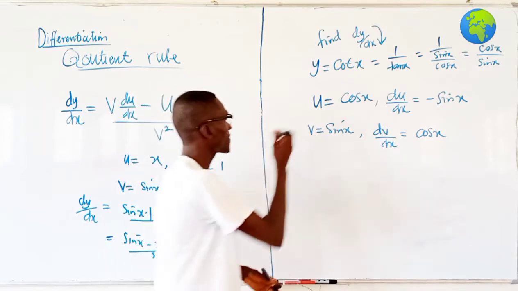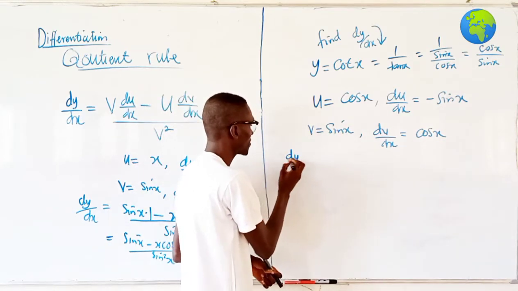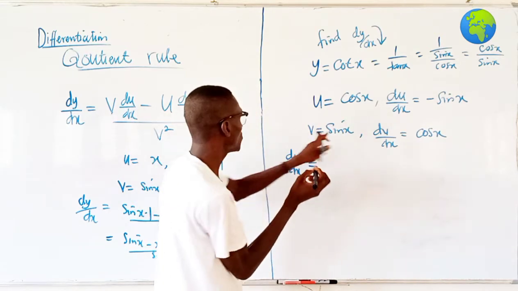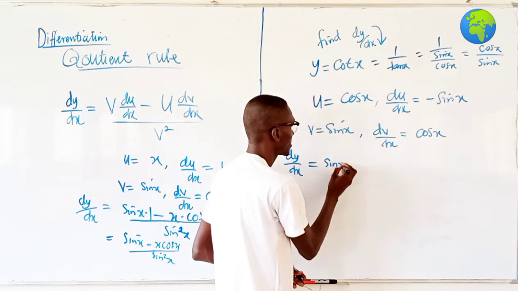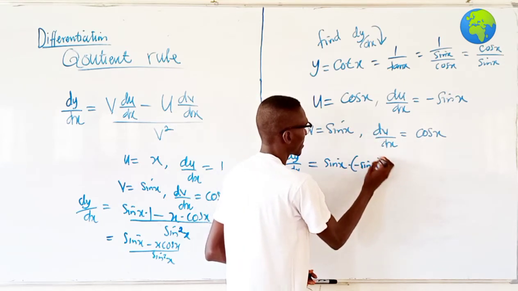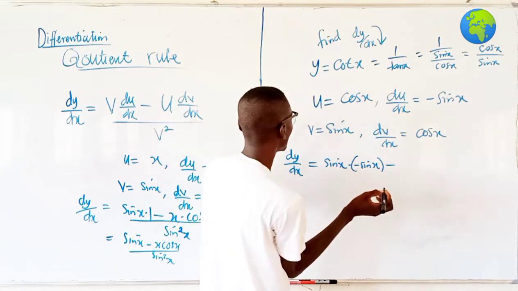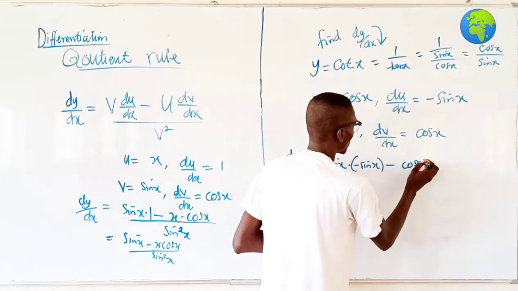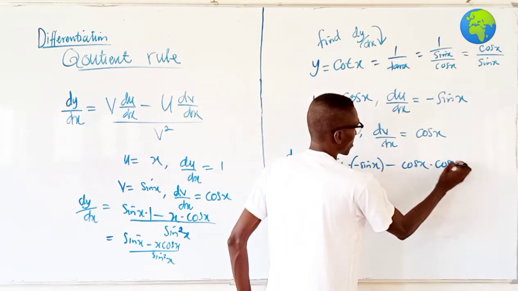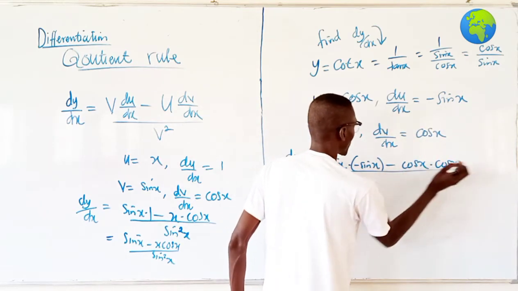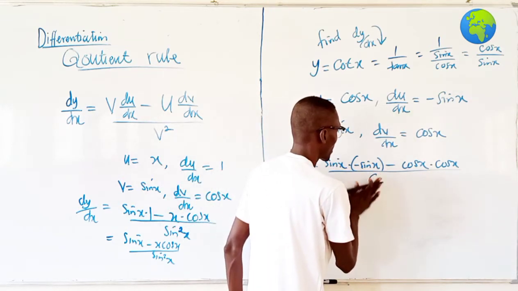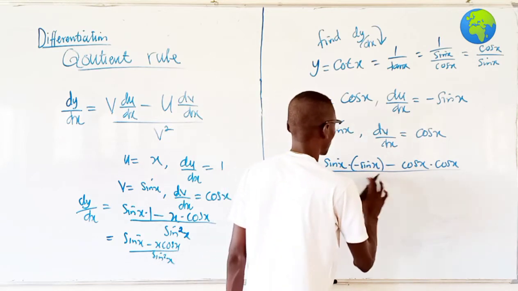The formula is v du minus u dv, over v squared. If we substitute this, we are going to have dy/dx equals v du, which is sine x times minus sine x, minus u, which is cos x, times dv, which is cos x as well, over v squared, which is sine squared x.